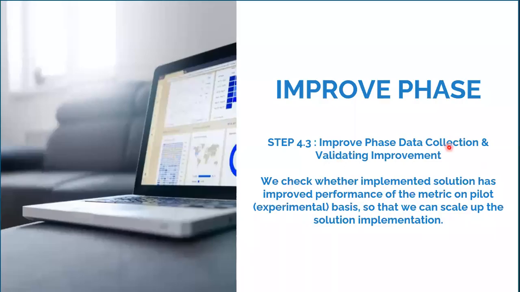Right. So improve phase data collection, as we already talked about, and the validating improvement. So we check whether the implemented solution has improved performance of the metric on pilot basis. So there could be one solution or multiple solutions, right? So we check whether the implemented solution or solutions have improved performance of the metric, that is our project Y, on pilot or experimental basis, so that we can scale up the solution implementation in the upcoming control phase.